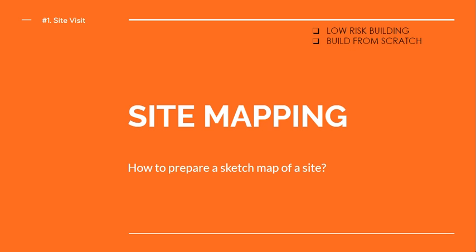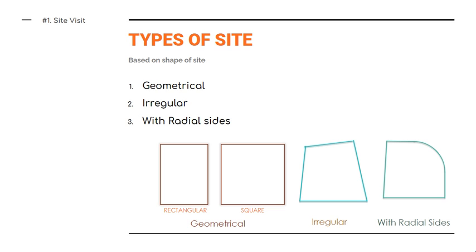So how to prepare a sketch map of a site. Here are the basic shapes you can see: geometrical, irregular, and with radial sides. Geometrical is very common, you have seen it many times. In 90% of plotting projects, developers always prefer such plots so that there is no wastage of any land area while constructing.